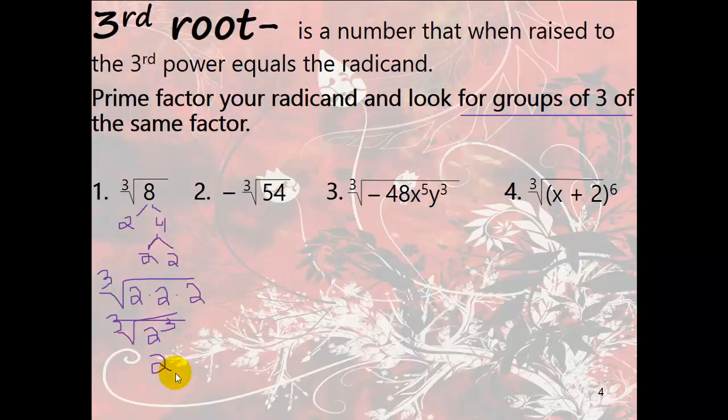So this is going to equal 2. That's simple. But not every number is a perfect cube. So we're going to prime factor, and we're going to look for numbers that have groups of 3. Anything that doesn't have a group of 3, we're going to leave under the radical. So I'm going to prime factor 54. And when I prime factor 54, what am I going to get? I'm going to divide by 2.